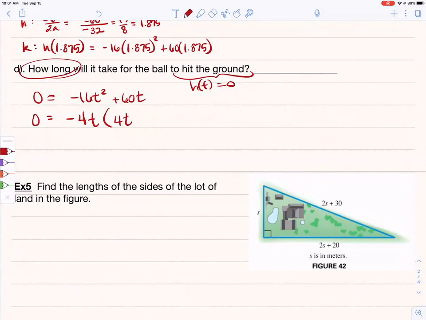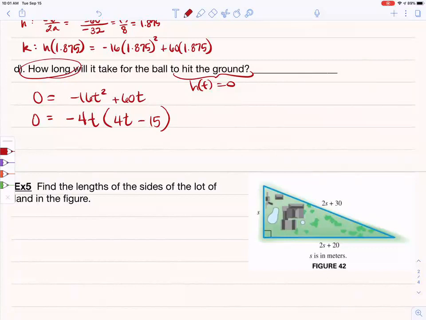And then when you take a positive 60t, well, let's take this one at a time. Factor out a negative, what do you get? Negative. You get a negative. Factor a 4 out of the 60, what do you get? 15. And factor a t out of the t, I don't need that anymore, right? T divided by t is 1.